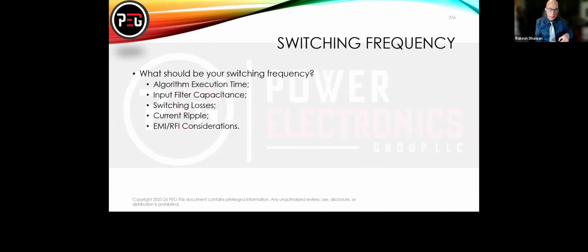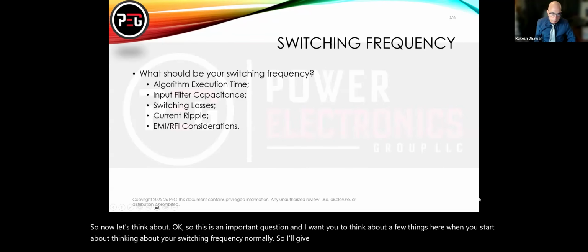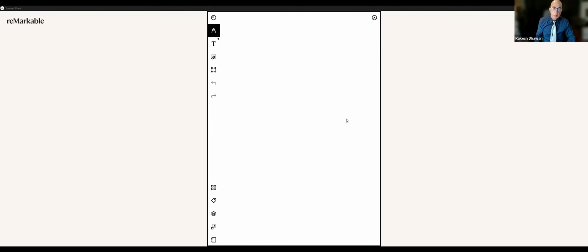Now, this is an important question, and I want you to think about a few things when you start thinking about your switching frequency. Let me share my screen, whiteboard. Okay, you can see my screen? Yes. What I'm going to do is draw for you just a single leg of the half bridge. This is your motor inductance, and then you go back.